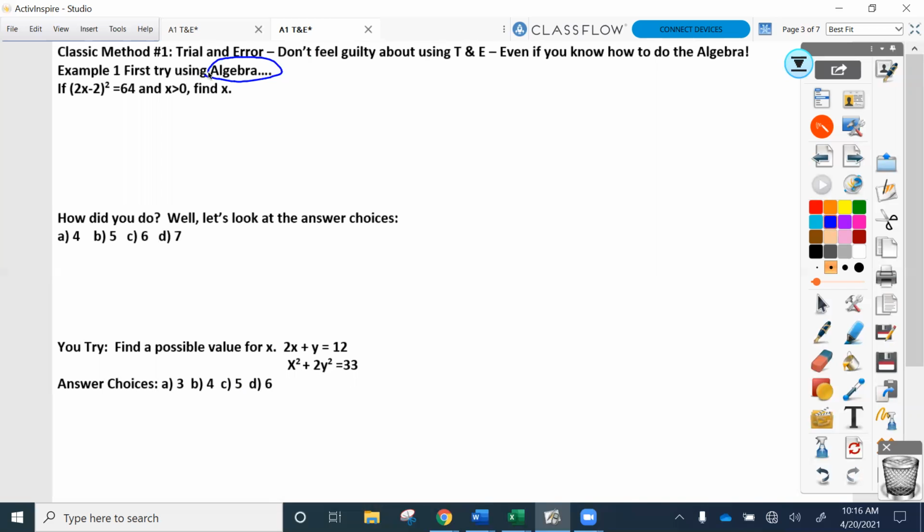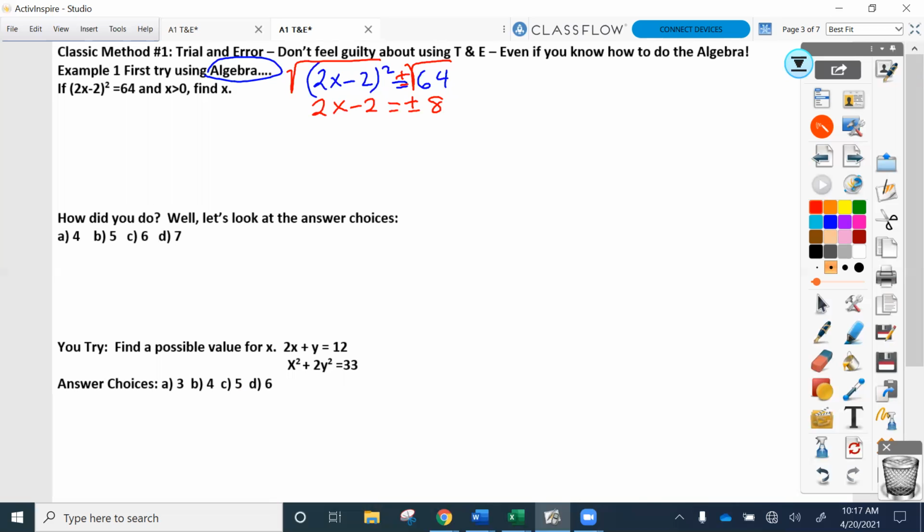So let's say, okay, I recognize this kind of problem. This is (2x minus 2) squared is equal to 64. Say you recognize this as a square root problem. So the first thing you would do is take the square root of both sides of the equation. And you also have to remember that when you do that, you take the plus or minus. So the square root will undo the square and you're left with 2x minus 2 is equal to plus or minus 8.